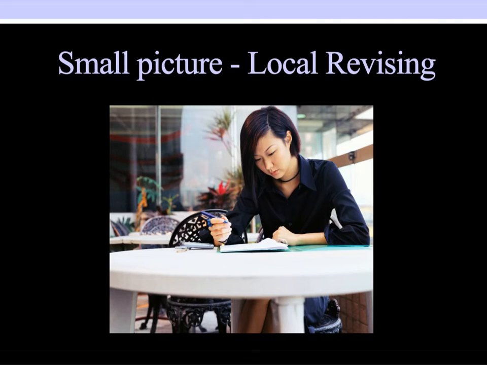Get all your ideas in order before you move on to the small picture or local revising. What do you think the small picture refers to? Pause the video to come up with a few ideas and restart the video when you're ready to continue the lesson.